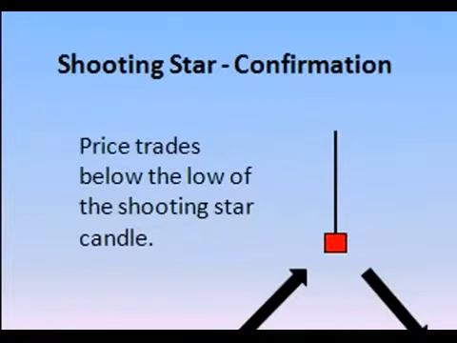Confirmation of the trade will be price trading below the candlestick pattern. The level of confirmation required will vary depending on the trader's risk profile. Aggressive traders may enter as soon as price moves below the low of the shooting star, here. More conservative traders may wait for a close below the low, so next candle closing, say for example, down here. Others may wait for a complete real body or even a complete candle below the shooting star low.